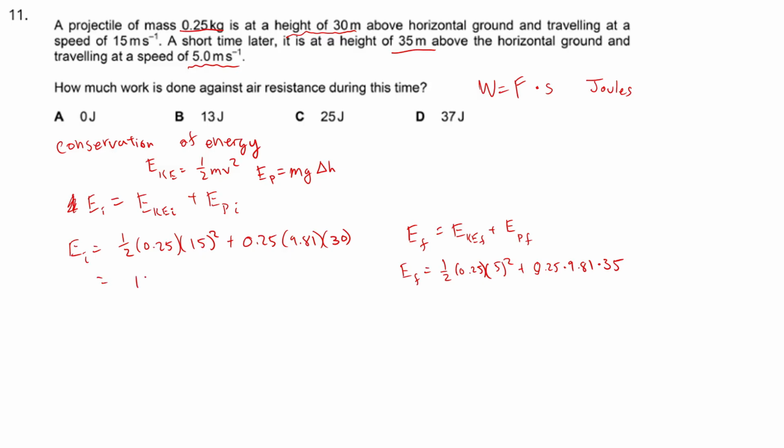So for initial, it's going to be 101.7 joules. And for the final, it's going to be about 88.962. And then if we subtract these two, you get that it's about 13 joules. And then our answer is B.